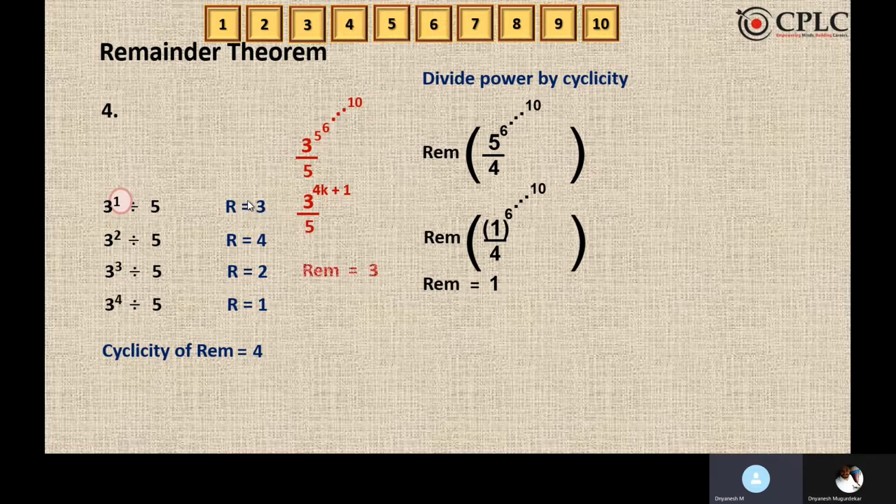3 raised to 1 divided by 5, we know the remainder is 3. To make a correction here, don't take their answer which is 1. They have incorrectly marked that. Answer is 3 and you need to mark the option accordingly. It is not option 3, answer is 3 for the question.